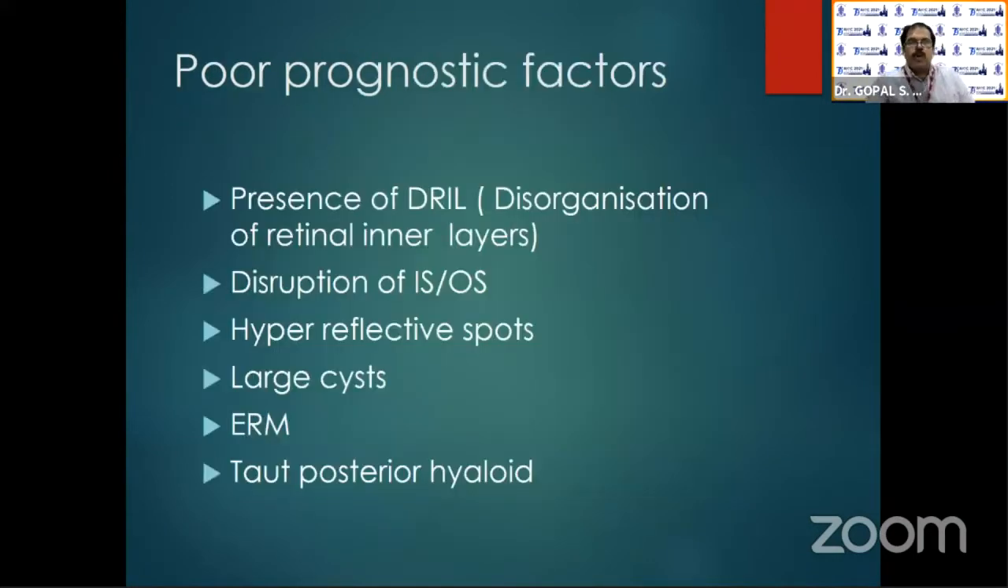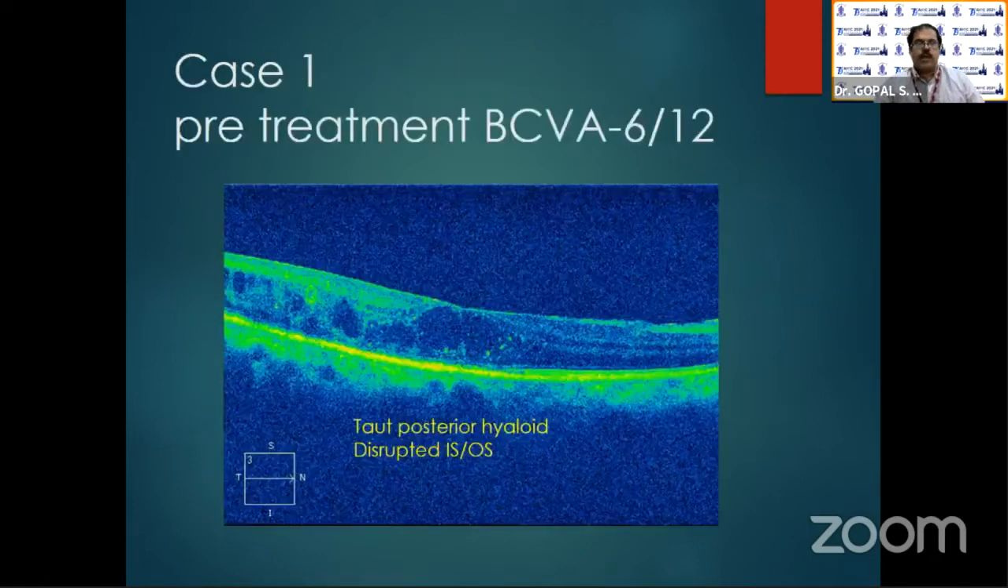What are some of the poor prognostic factors? Presence of DRIL or disorganization of the inner retinal layers is a poor prognostic factor. Disruption of ISOS junction, very, very important factor. That's a major game changer. High reflective spots suggest inflammation. Large cysts denote chronicity. Epiretinal membrane and vitreomacular adhesions show resistance to anti-VEGFs, and posterior hyaloid also.